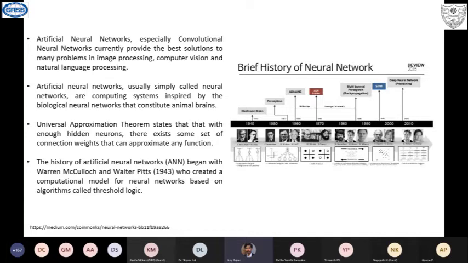So the history of artificial neural network began with the paper published by Warren McCulloch and Walter Pitts in 1943, who created a mathematical model to simulate the working of a biological neuron. On this slide here, you can see a brief history of neural network. And in this presentation, I will try to discuss some of these basic or groundbreaking papers.